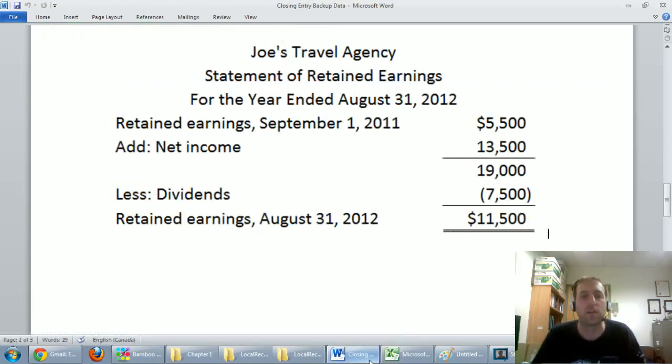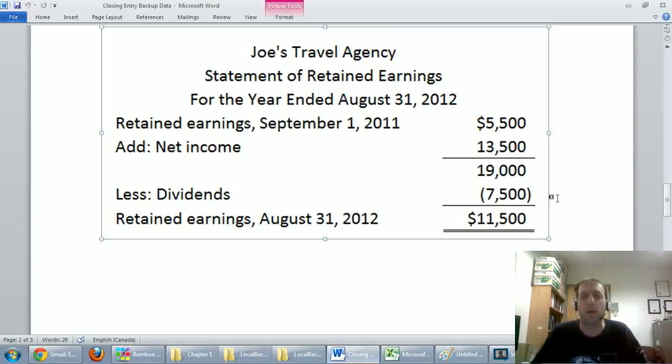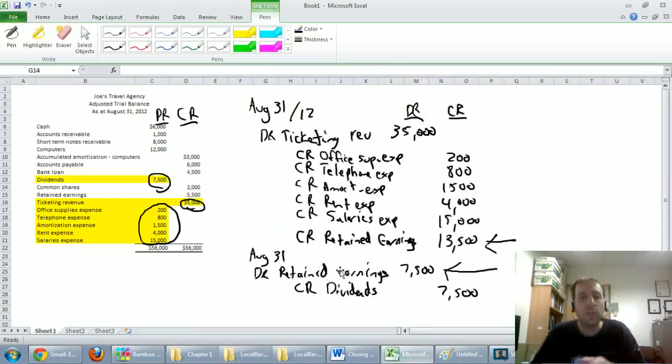Looking further on our statement of retained earnings, we can see we said retained earnings is going to go down by $7,500, and that's as a result of the dividends. Well, sure enough, we debit retained earnings, and remember, debit makes shareholders' equity go down. We debit retained earnings by $7,500 as a result of the dividends.